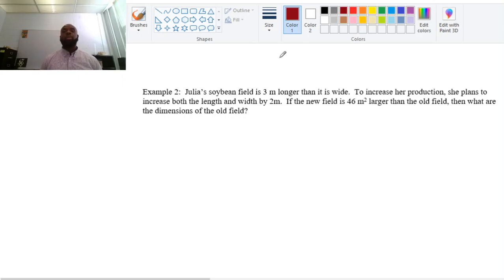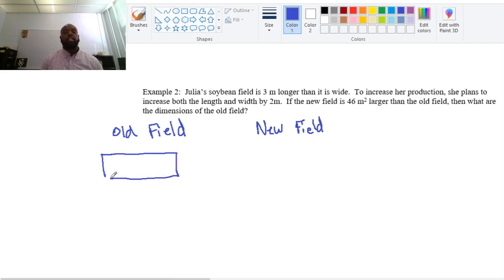All right, so this is one of those problems where a geometric representation, or a picture or a diagram, will be helpful. So we have one field. So we have an old field that is rectangular because it has a width and a length. And then we have a new field, which is also rectangular. All right, so I'm going to draw a rectangle for my old field. Let's say it looks like this.